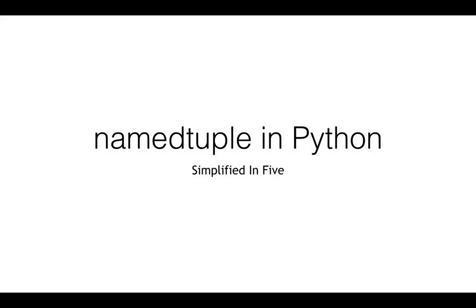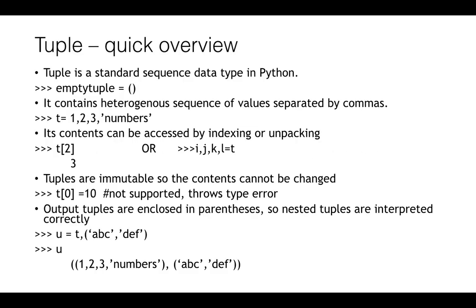Today we're going to look at Namedtuples in Python. Before moving towards Namedtuple, let's take a quick overview about tuple. So basically tuple is a standard sequence data type in Python and it contains heterogeneous sequence of values separated by commas. So here you can see an example of creating empty tuple as well as a tuple containing numbers as well as strings. The contents of the tuple can be accessed by indexing or unpacking.